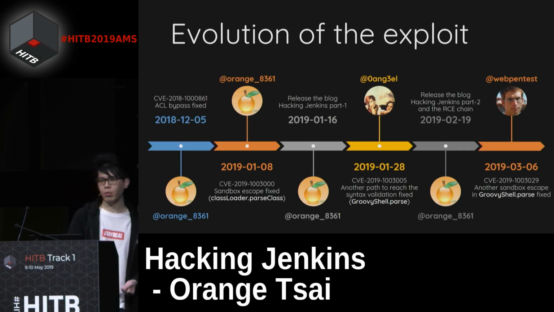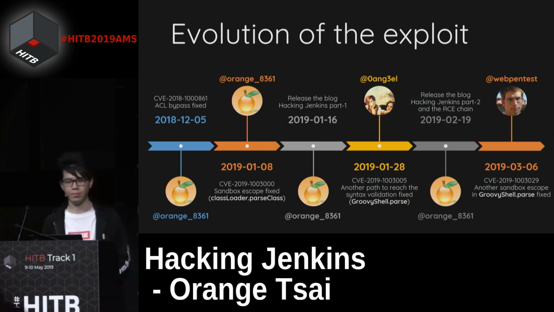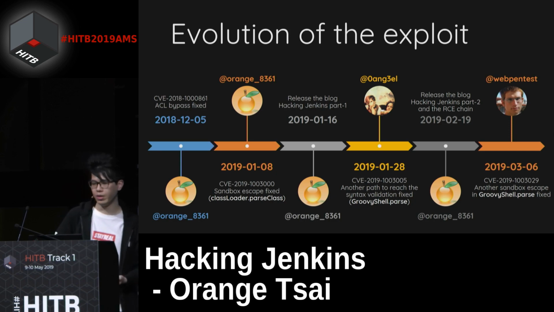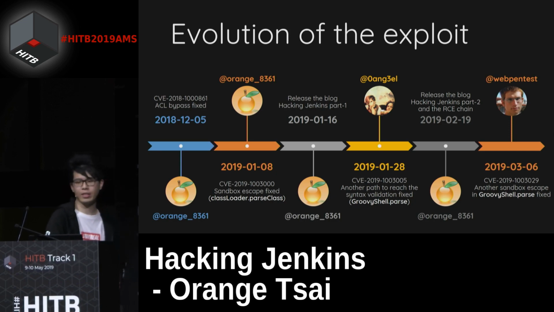Okay, the last part. We will talk about the evolution of the exploit. The access control bypass was fixed in December last year, and the sandbox escape was fixed in January. After I posted the blog about the access control bypass vulnerability, several researchers started focusing on Jenkins. Among them, Zero Angel discovered a more universal entry to reach the syntax validation. And based on the discovered entry, Orange Tsai's friend, the webpentest, found another sandbox escape way on that entry.